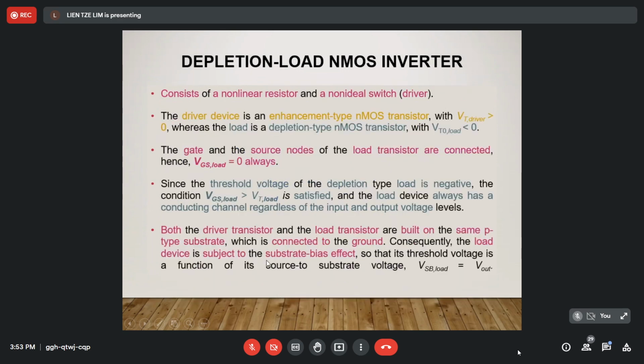Now next is about the depletion load NMOS inverter. It consists of a non-linear resistor and a non-ideal switch. This switch means the driver transistor. The driver device is an enhancement type NMOS transistor with the threshold voltage above 0, whereas the load is a depletion type NMOS transistor with the threshold voltage below 0.